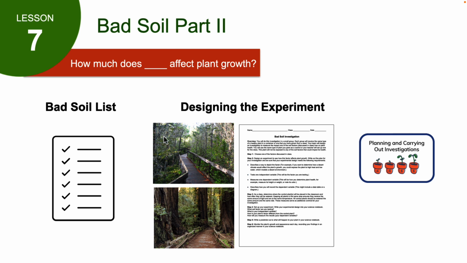Then we're reminded of the phenomenon for the chapter, that these redwood trees grew different heights in different soils. They read about several ways that the soil can vary, and now it's time to design experiments to determine if the factors from the class list actually do affect plant growth. Students will work in teams and receive the bad soil investigation handout for instructions, and they have the remainder of the class period to plan out their investigation.